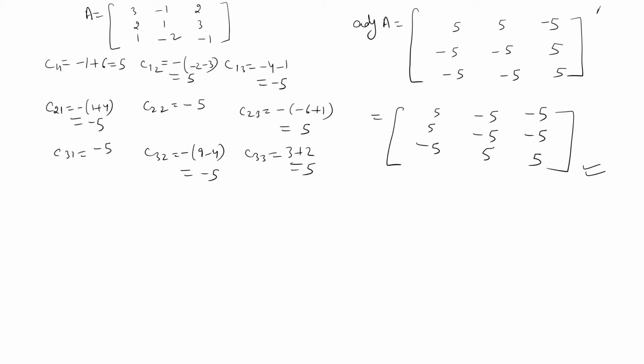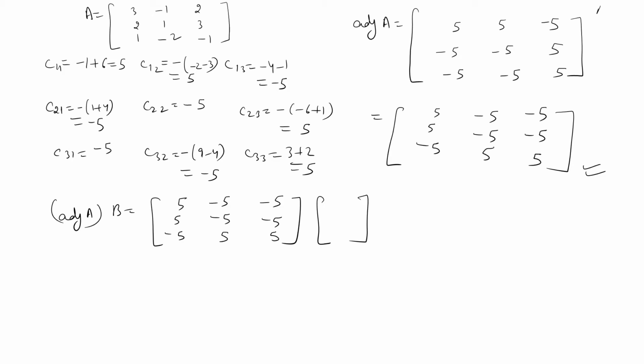Now let us compute adjoint of A into B. So adjoint of A is 5, 5, minus 5, minus 5, minus 5, 5, and it is minus 5, minus 5 and 5. And B is my constant matrix, that is 3, 5, 1. So let us compute the product of these two matrices.